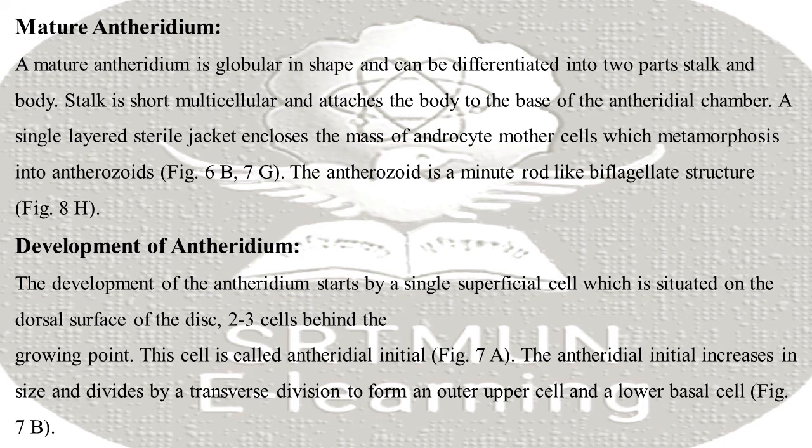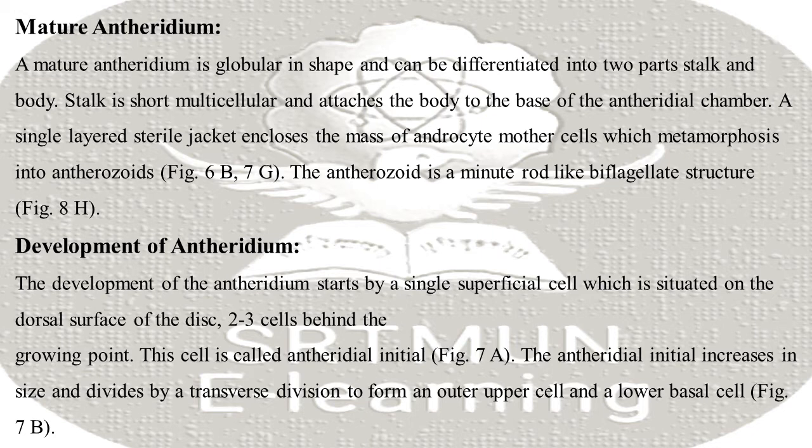Now, next point, mature antheridium. The mature antheridium is globular in shape and can be differentiated into two parts, stalk and body. The stalk is short, multicellular and attaches the body to the base of the antheridial chamber. A single layered sterile jacket encloses the mass of androcyte mother cells, which metamorphose into antherozoids. The antherozoid is a minute rod-like biflagellate structure.